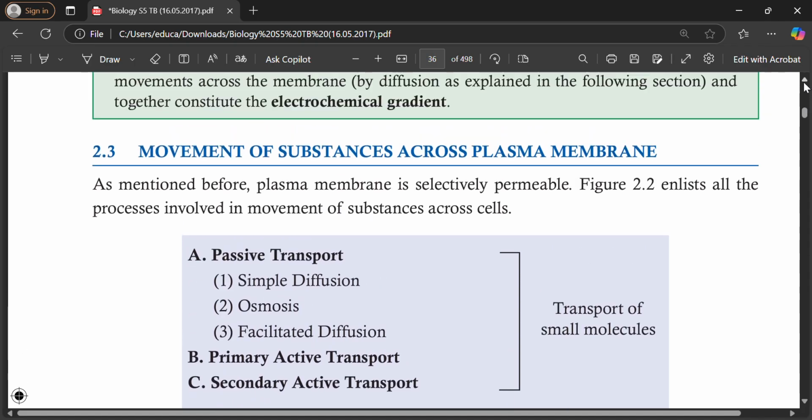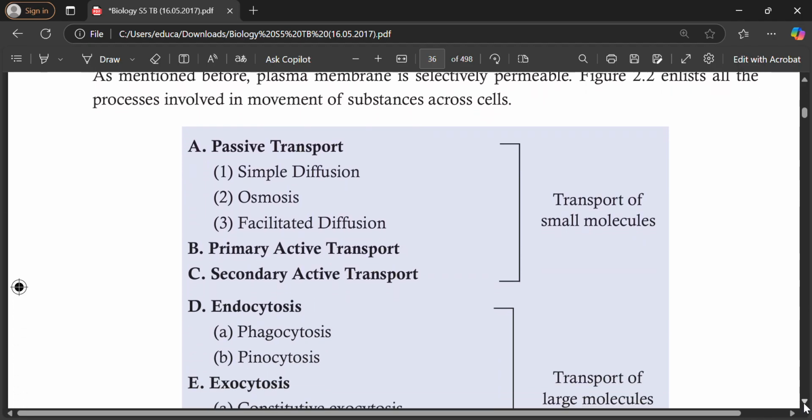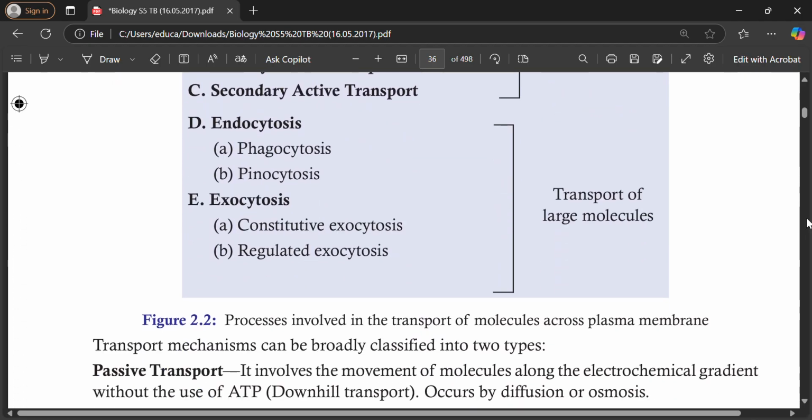Let's go into movement of substances across the plasma membrane: how do we classify the movement of substances, which kind of substance moves, in which way does a substance move, and how do we name it. As mentioned before, the plasma membrane is selectively permeable. It lists all the processes involved in the movement of substances across cells. You actually have to memorize these.